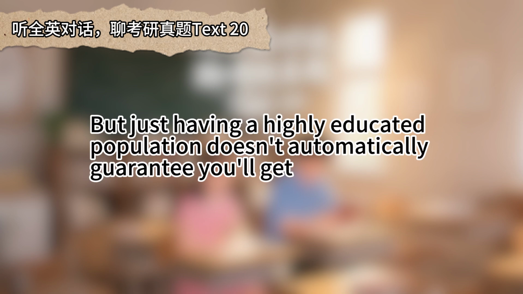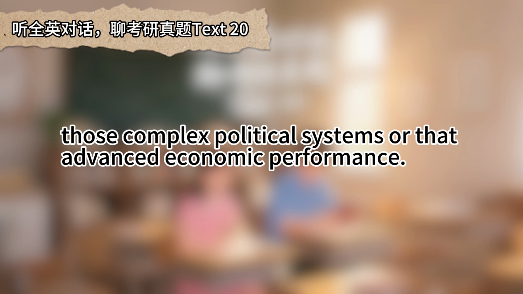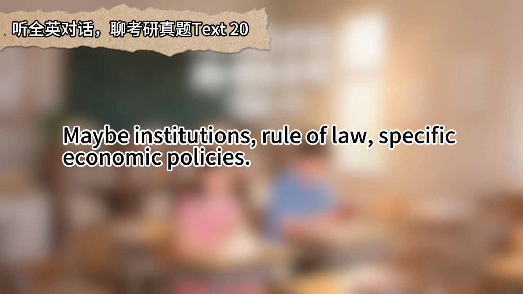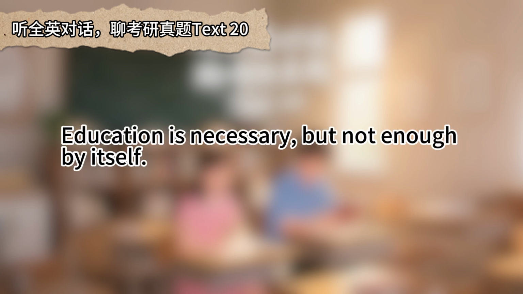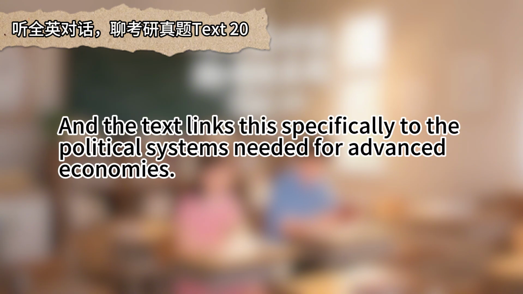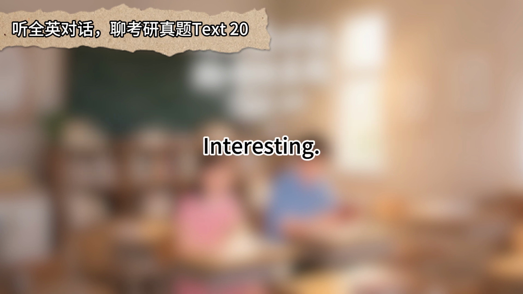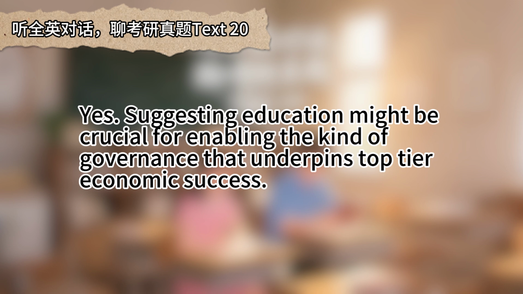But just having a highly educated population doesn't automatically guarantee you'll get those complex political systems or that advanced economic performance. Other things need to be in place too. Maybe institutions, rule of law, specific economic policies, who knows. Education is necessary, but not enough by itself. And the text links this specifically to the political systems needed for advanced economies. Interesting. Yes, suggesting education might be crucial for enabling the kind of governance that underpins top-tier economic success.